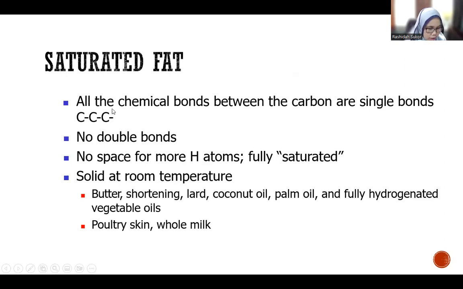Okay, saturated fat: all the chemical bonds between carbons are single bonds. There is no double bond, and no space for more hydrogen atoms, so they are fully saturated. They are solid at room temperature. For example, butter, coconut oil. Palm oil, partially hydrogenated vegetable oil, poultry skin, whole meat, these are all saturated fat.